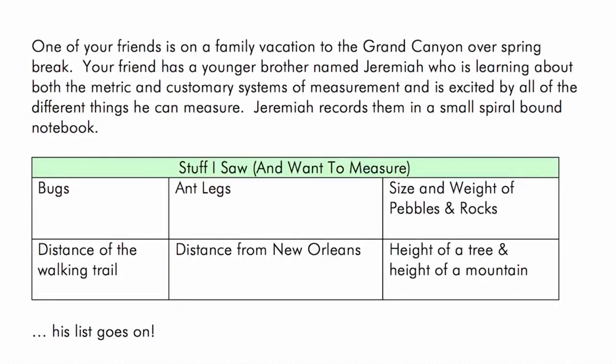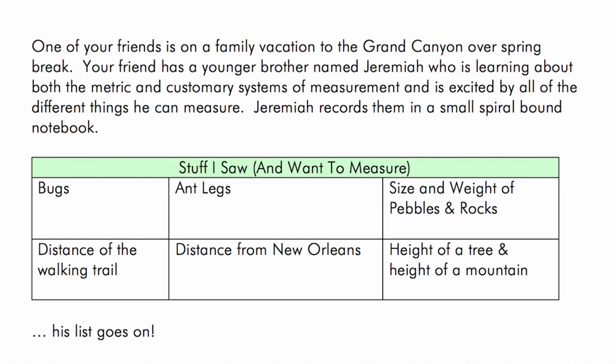For our opening, the question is a little bit of a story. One of your friends is on a family vacation to the Grand Canyon over spring break. Your friend has a younger brother named Jeremiah who is learning about both the metric and customary systems of measurement and is excited by all the different things he can measure. He's a little kid. He sees something. He wants to measure it.